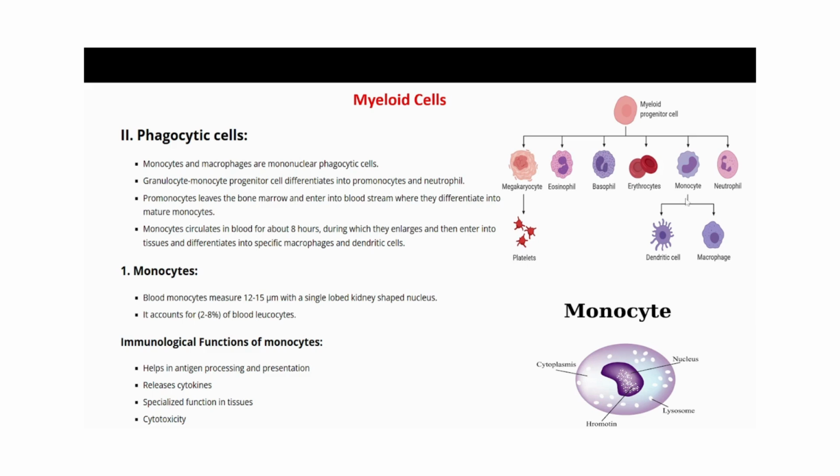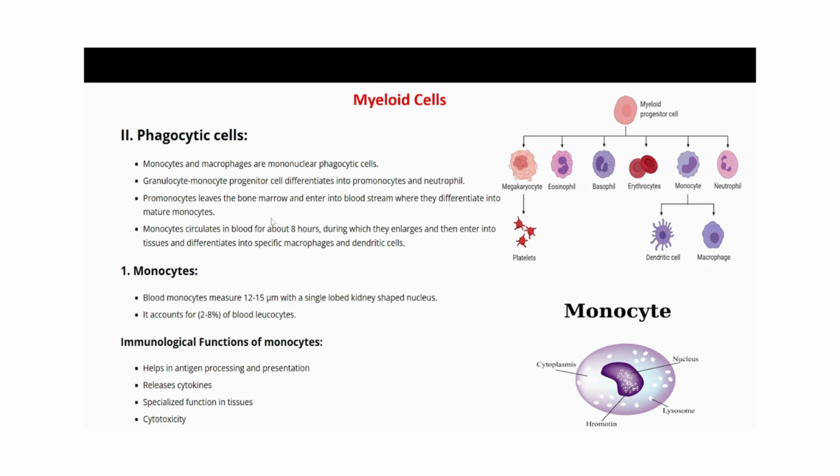What about phagocytes? Generally we include monocytes in the phagocytic cells. What are phagocytic cells? They can engulf and kill the pathogen. These monocytes can travel into the bloodstream, enter the different tissues and mature into macrophages as well as dendritic cells.